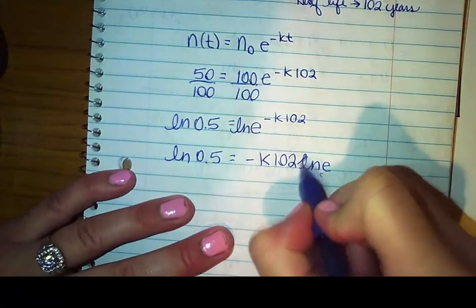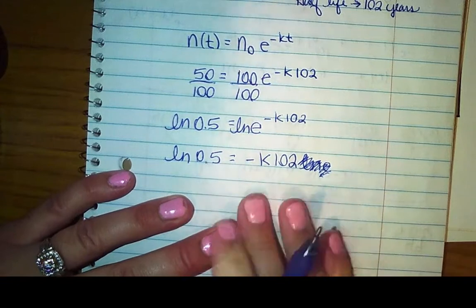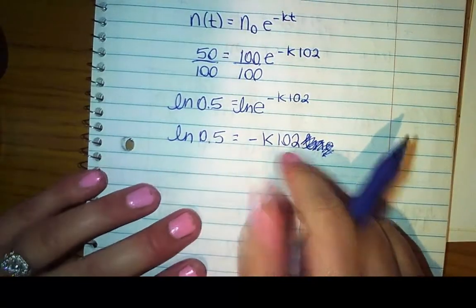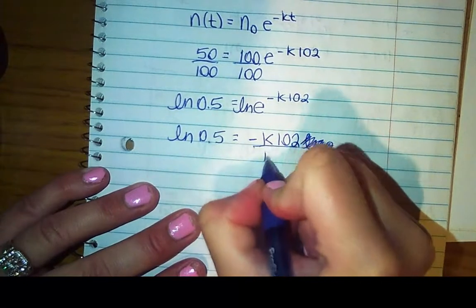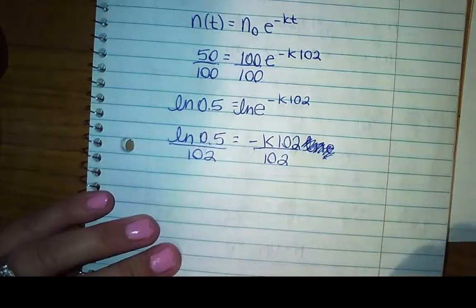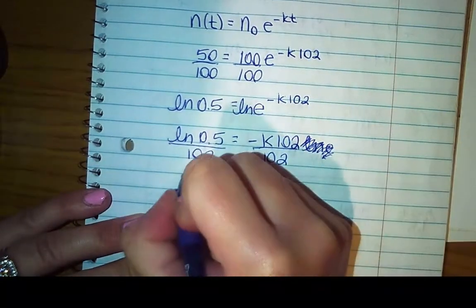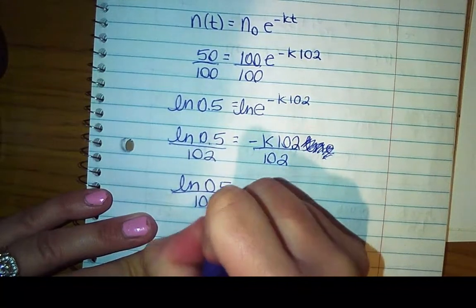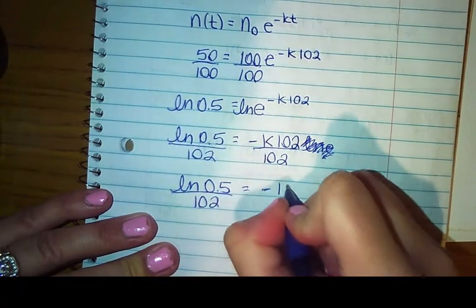So this now is the same thing as 1, and 1 times anything doesn't change what it is. And now I can get K by itself. So I'm going to divide both sides by 102. And then that'll give me the natural log of 0.5 over 102 equals a negative K.